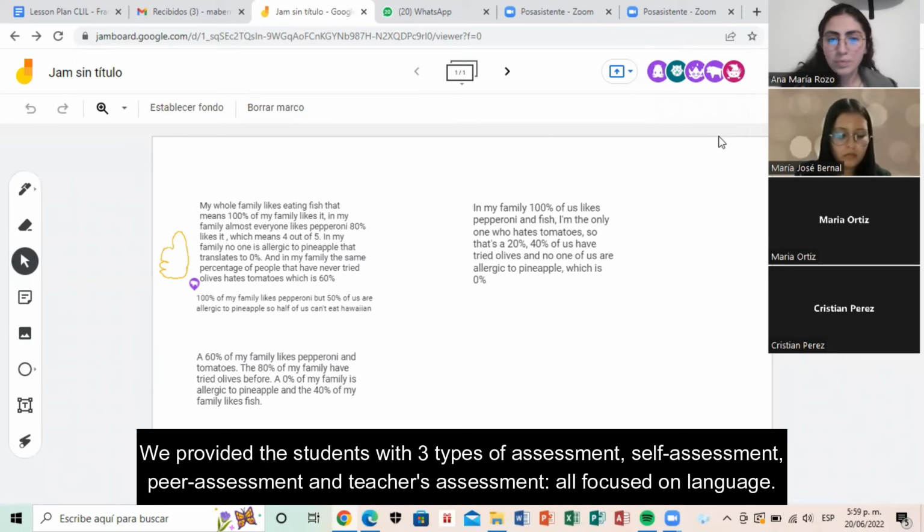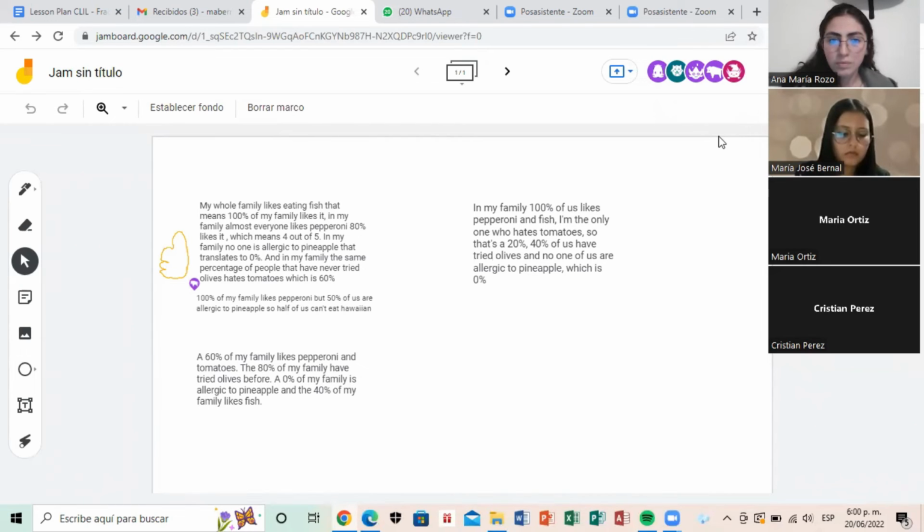My whole family likes eating fish. That means 100% of my family liked it. In my family, almost everyone likes pepperoni. 80% liked it, which means 4 out of 5. I'm sorry. In my family, no one is allergic to pineapple. That translates to 0%. In my family, the same percentage of people that have never tried olives hates tomatoes, which is 60%.